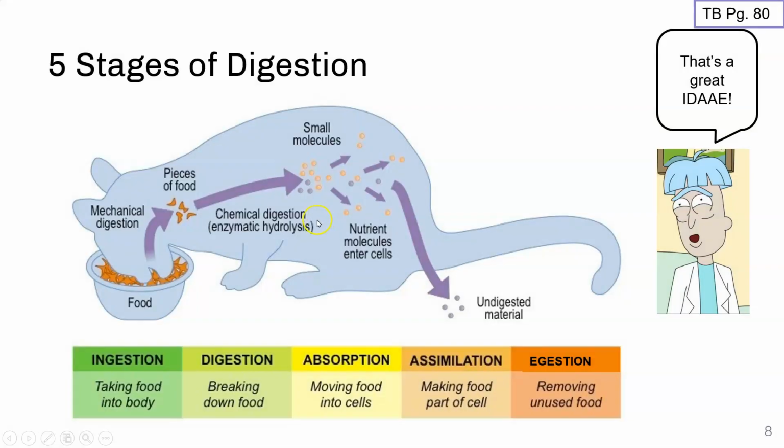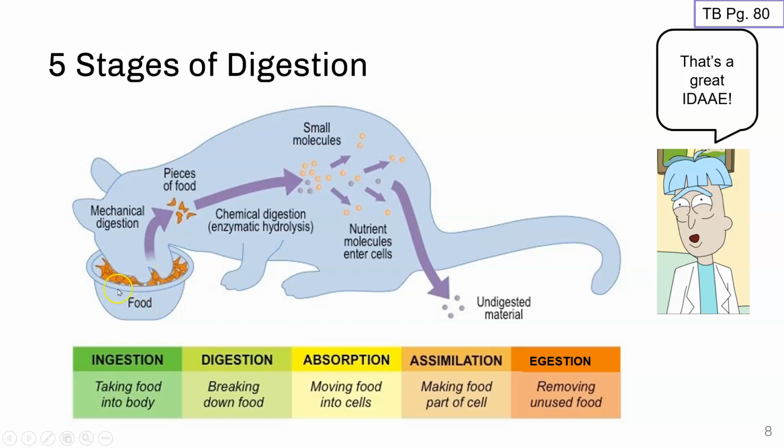Now, the 5 stages of digestion. This is something important that we should take note of. Over here, we have a cat. I wonder how many of you own a cat at home. For those cat lovers, you know that you need to feed your cat quite often, and that they really like a specific kind of food. So imagine that this is your cat. What are you going to feed it?